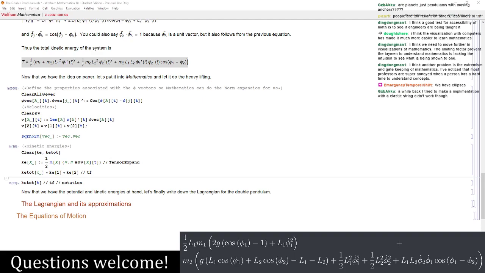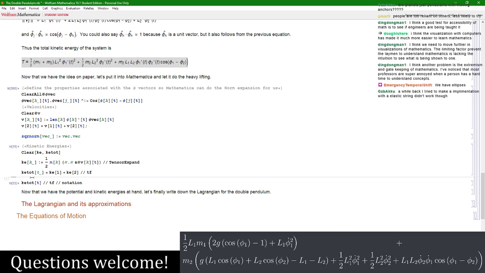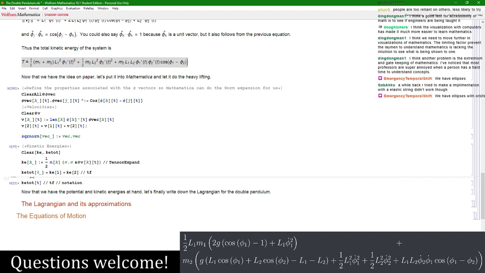Okay, so Doe says, I think the visualization with computers has made it much more easier to learn math. I agree. I very, very much agree. And that's actually one of the big things in why I've chosen and stuck with Mathematica for this long, is because of its visualization abilities. I think it's pretty much every time I come across some sort of mathematical concept, I try to throw it in Mathematica to try to visualize it.